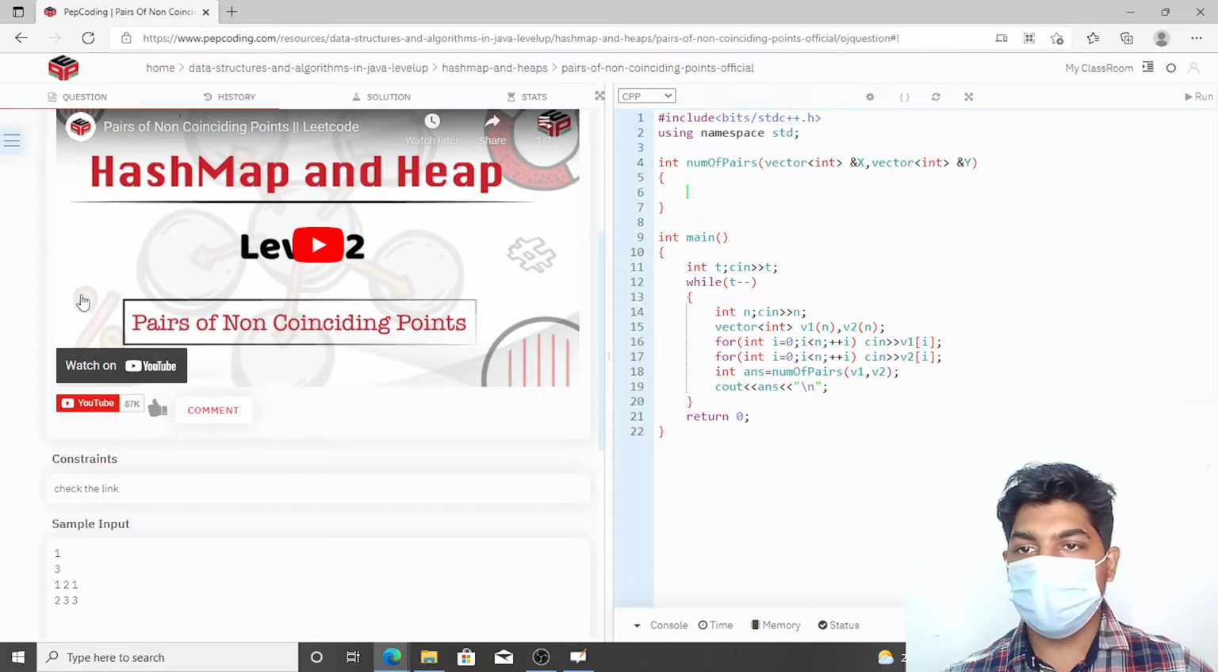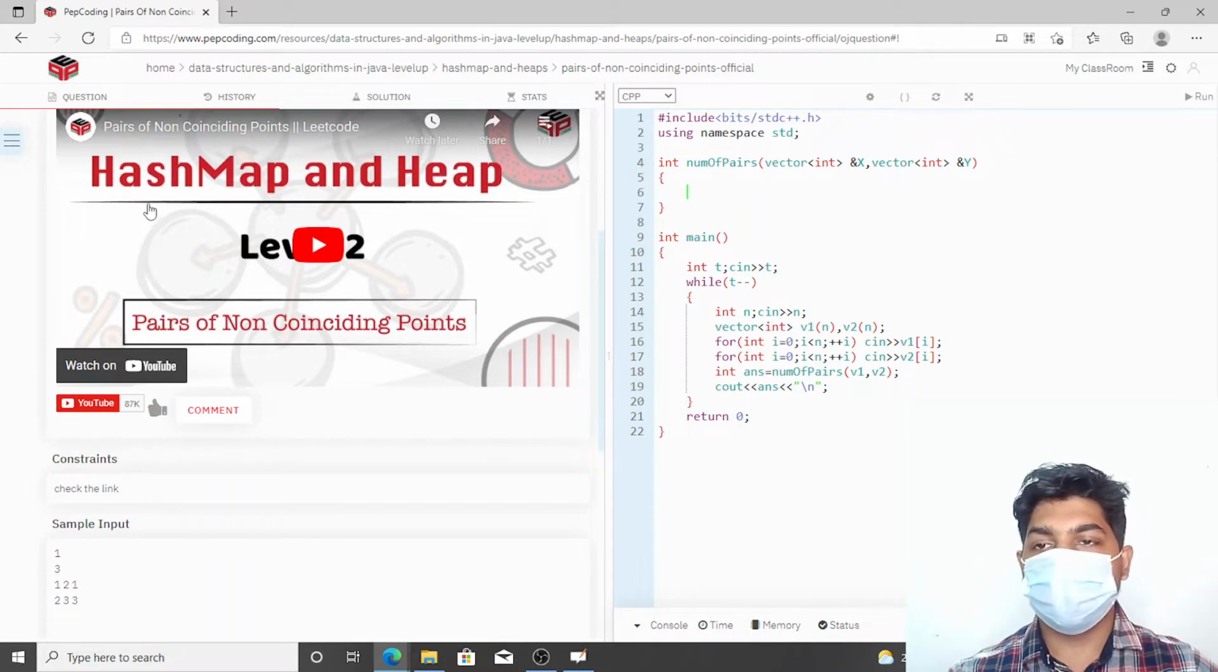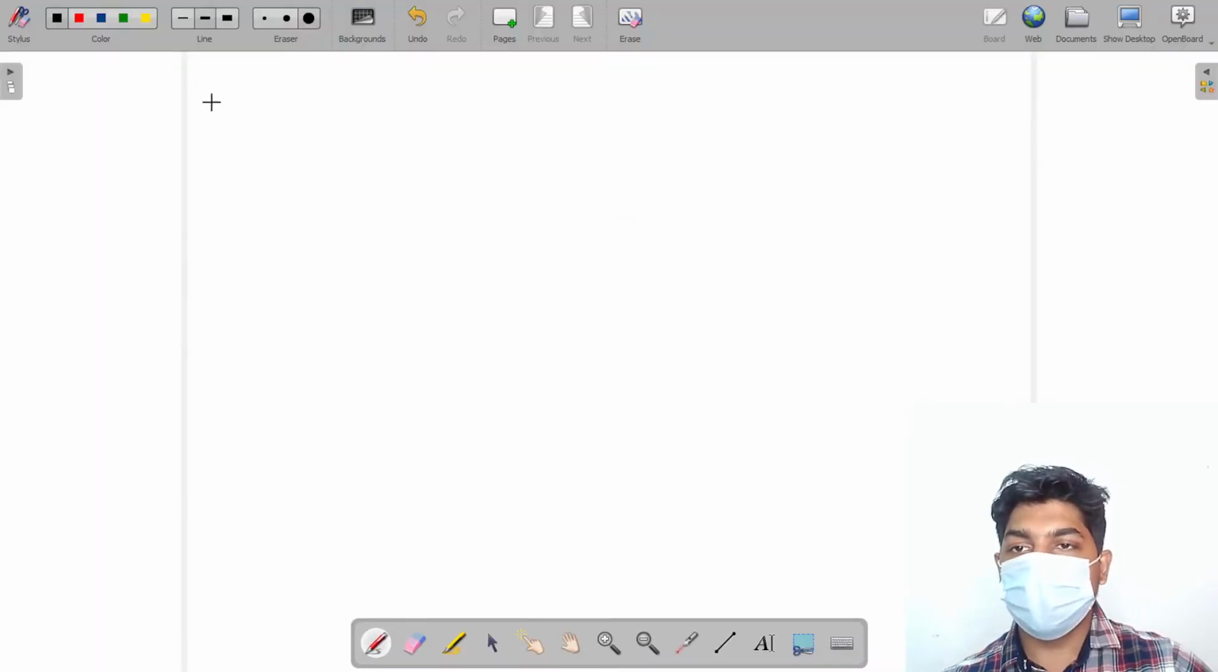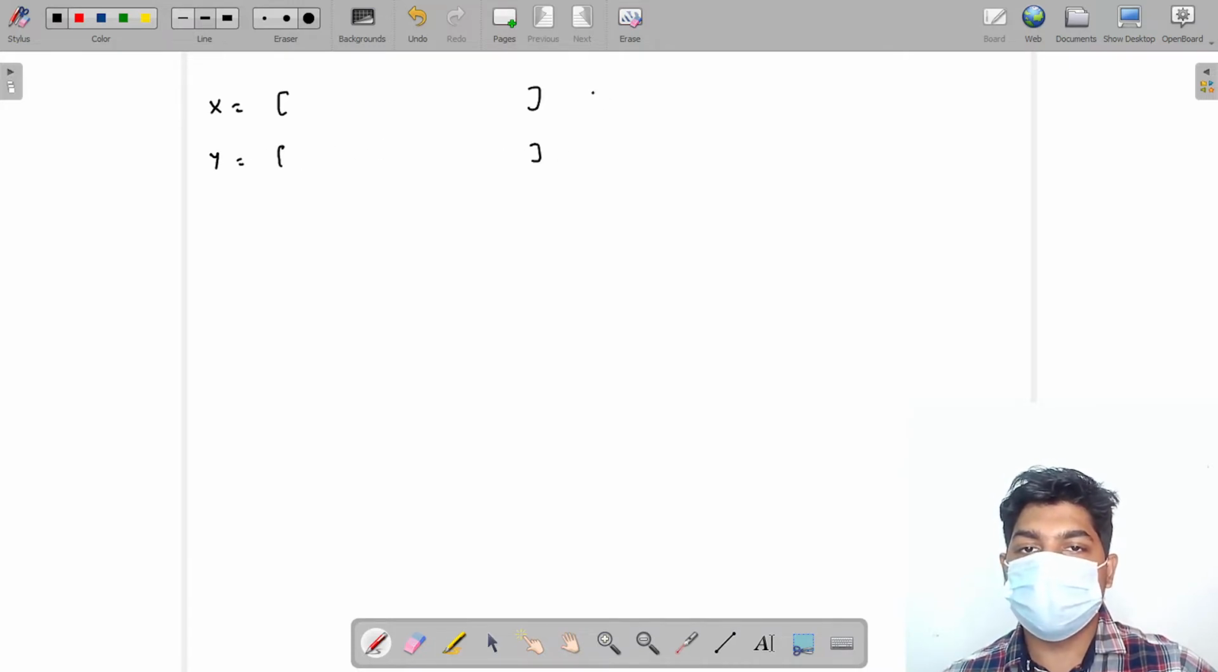Hi guys, so in this video we will be solving this problem, pairs of non-coinciding points. Let's first understand what we have to do in this particular problem. In this problem we will be given two arrays. One array is the X array, which represents X coordinates, and the other is the Y array, which represents Y coordinates.